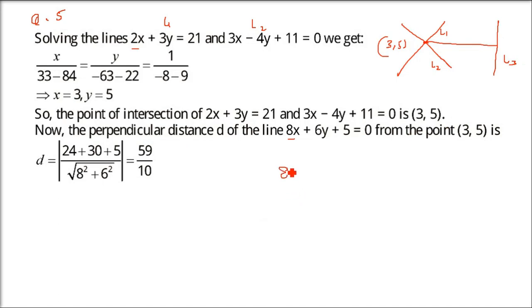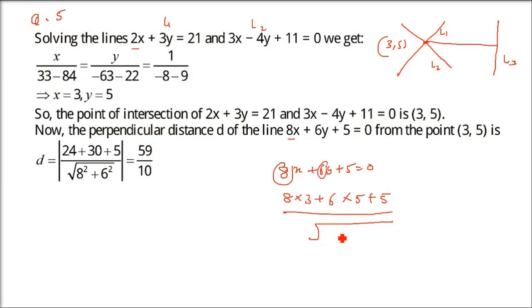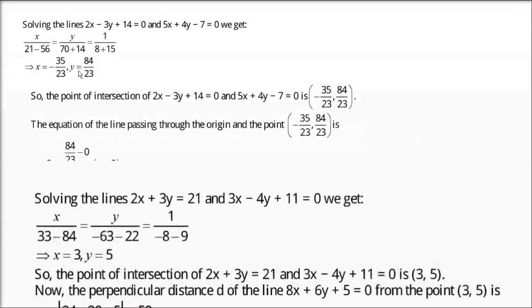As I told you earlier, in 8x plus 6y plus 5 equals 0, in place of x I am putting 3 and in place of y I am putting 5, and then plus 5, divided by under root 8 square plus 6 square. So this is ultimately going to be 59 by 10. This is the distance. No negative sign is going to come. So 59 by 10.